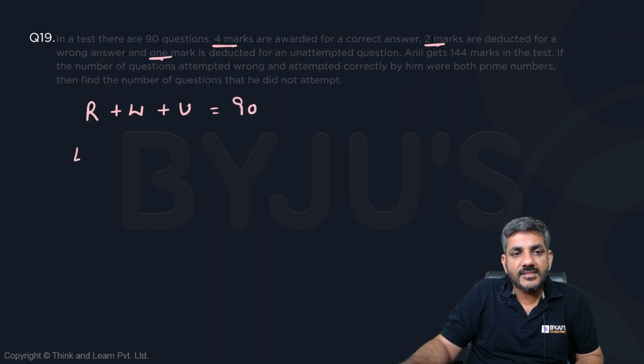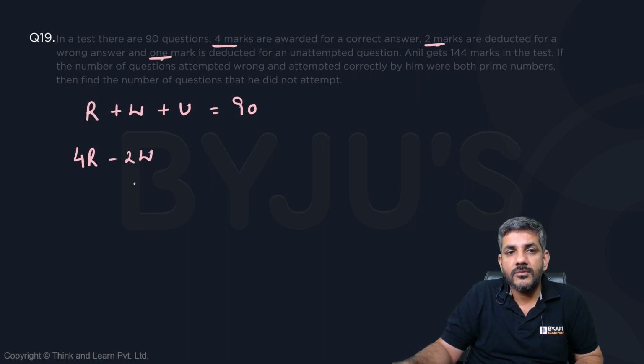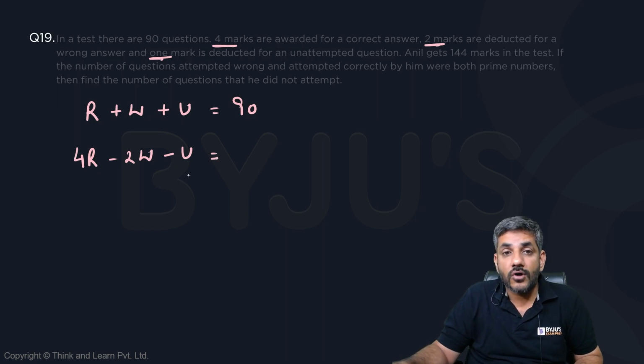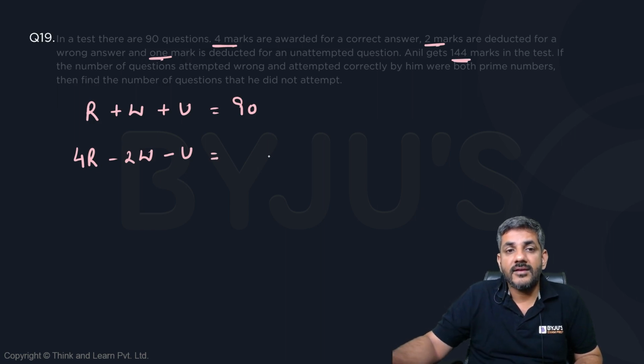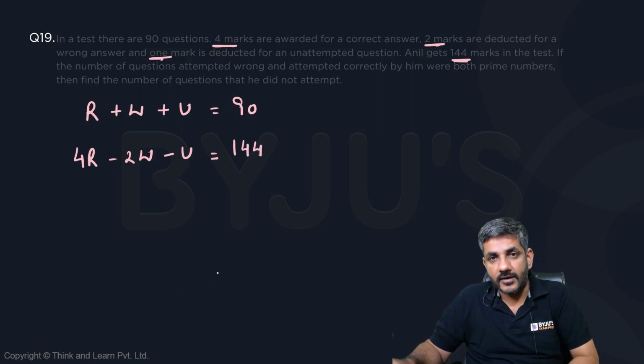For every right answer, you get 4 marks, so the total marks is 4R. For every wrong, there is a penalty of 2, so minus 2W. For every unattempted, there is a penalty of 1, so minus U. This whole is equal to the marks obtained, and marks obtained are given as 144. So this final score comes out to be 144.